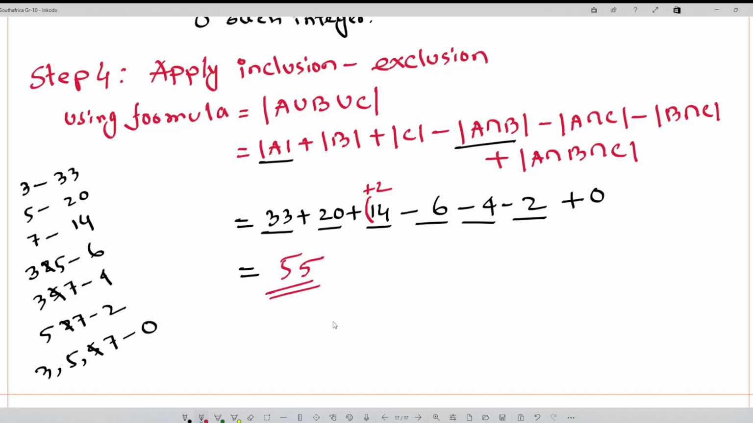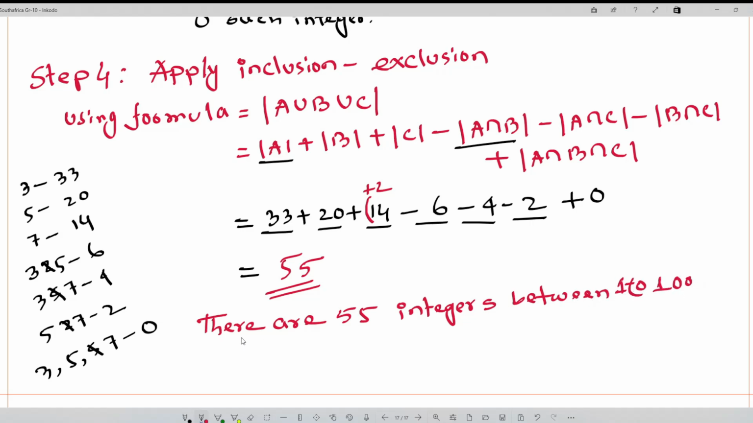So finally we can say there are 55 integers between 1 and 100 that are divisible by 3, 5 or 7. So hope you understand this one.